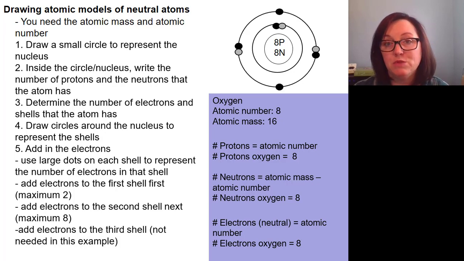We only have 6 more electrons to add in, so we're going to stop with the second shell. So we put our 6 electrons into our second shell. We don't need a third shell here. If we did need a third shell, we would have to have more than 10 electrons. So we're just stopping here with our second shell.